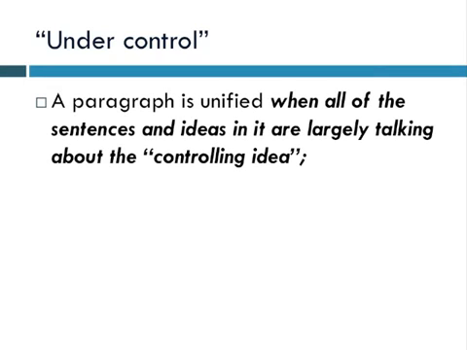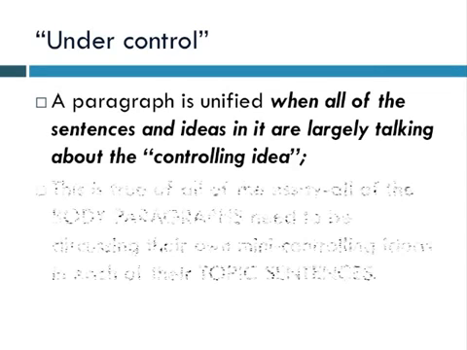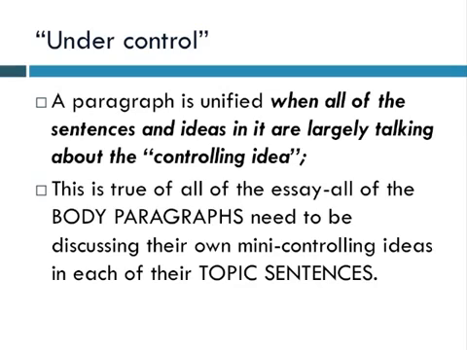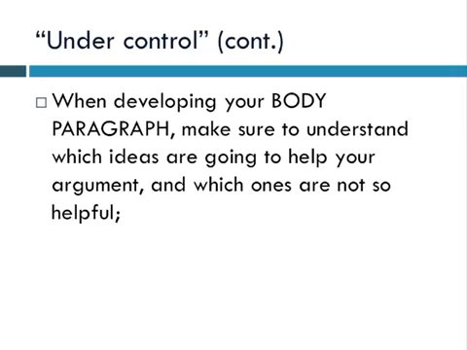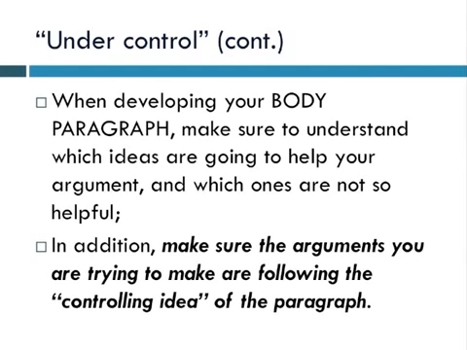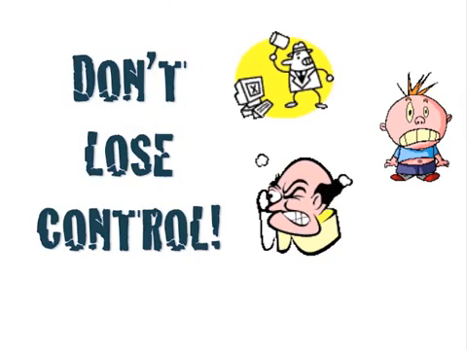As we mentioned earlier, a paragraph is unified when all of the sentences and ideas in it are largely talking about that controlling idea. And again, this is true of all of the essay. All of the body paragraphs need to be discussing their own controlling ideas in each of their topic sentences. When developing your body paragraph, we have to make sure to understand which ideas are going to help your argument and which ones are not so helpful. In addition, make sure the arguments you're trying to make are following the controlling idea of the paragraph. So we're going to demonstrate with an activity that I like to call Don't Lose Control.